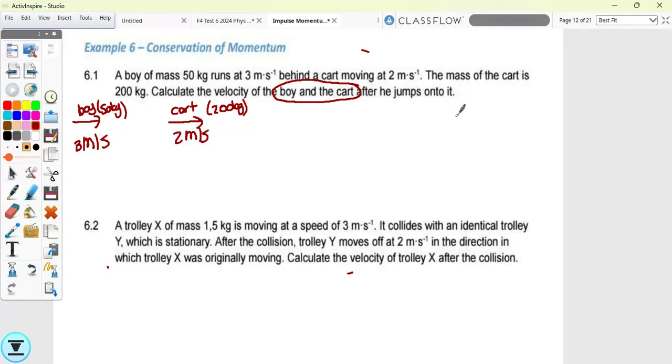Okay, so this is not an elasticity question. It's a conservation of momentum question. But I want us to then say, was this collision elastic or not? So we're going to add that question at the end and say, is this an elastic collision? But how will we first get the velocity of the boy and the cart? What are we going to use?